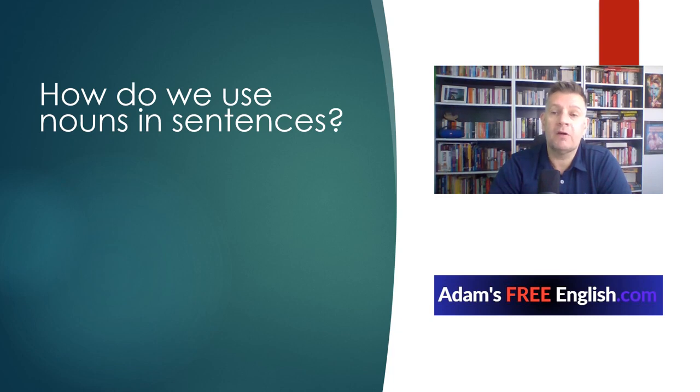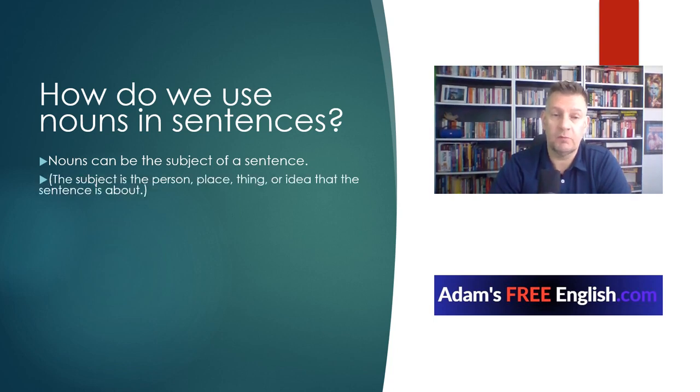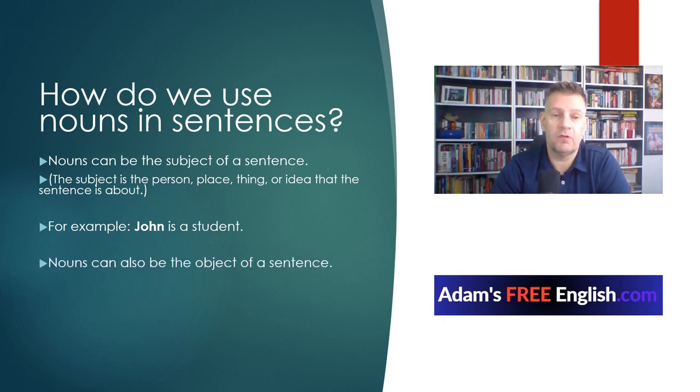How do we use nouns in sentences? Nouns can be the subject of a sentence. The subject is the person, place, thing, or idea that the sentence is about. It usually comes at the beginning of the sentence. For example, with the sentence, John is a student, John is the subject, it's also the noun.